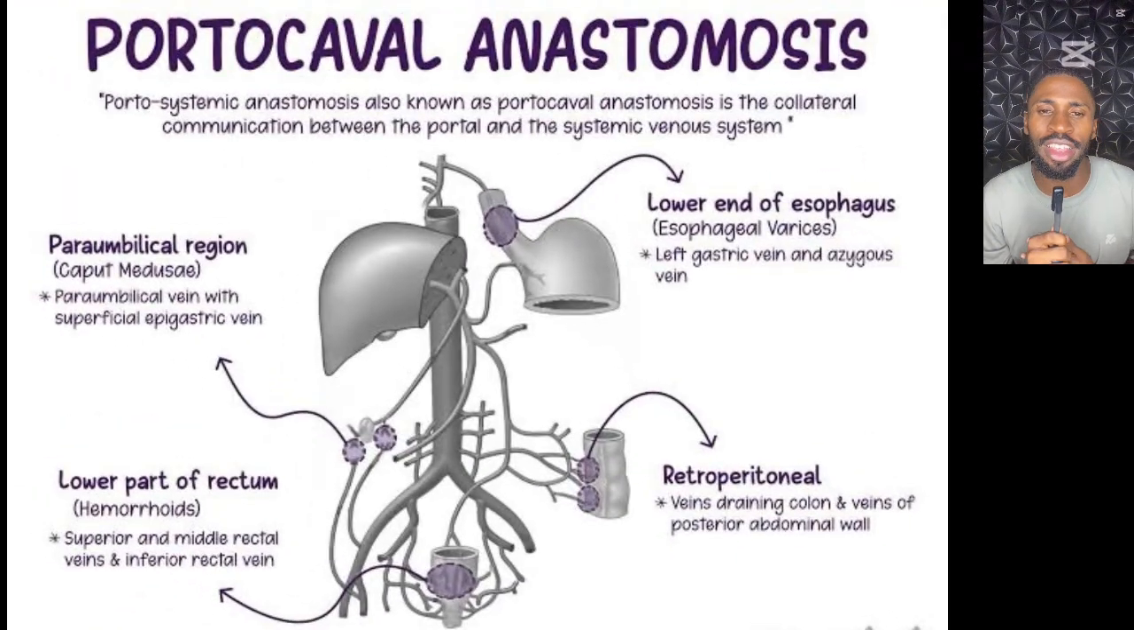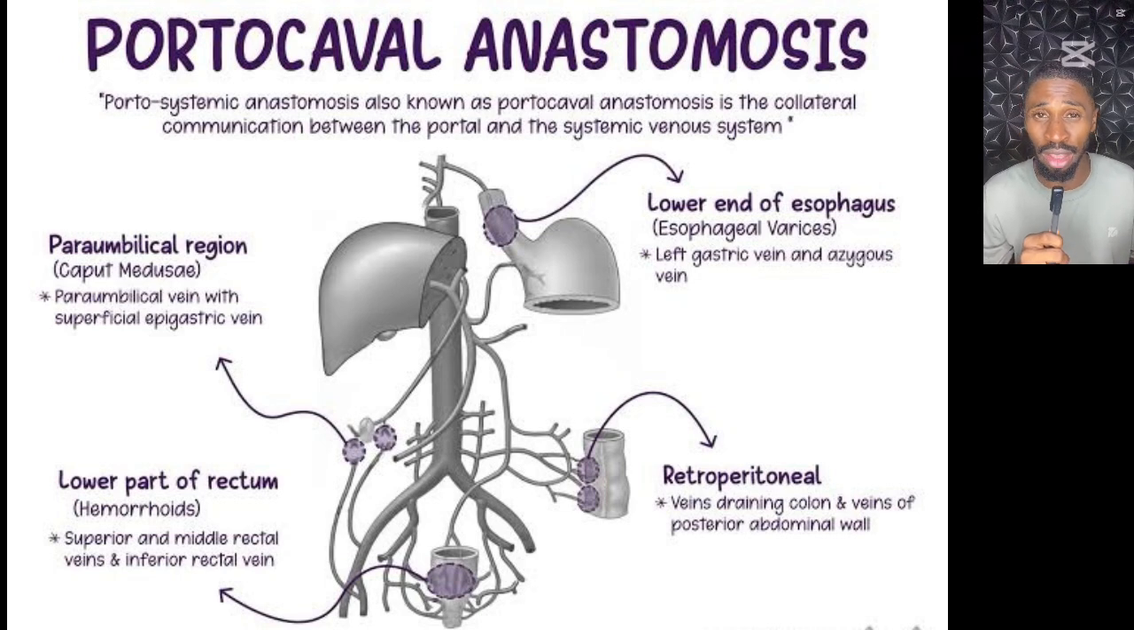The first question I'll be asking now is, what is Portal-Caval anastomosis or portosystemic shunt? One thing you have to know, there are vascular communications between the portal vein and the systemic vein.